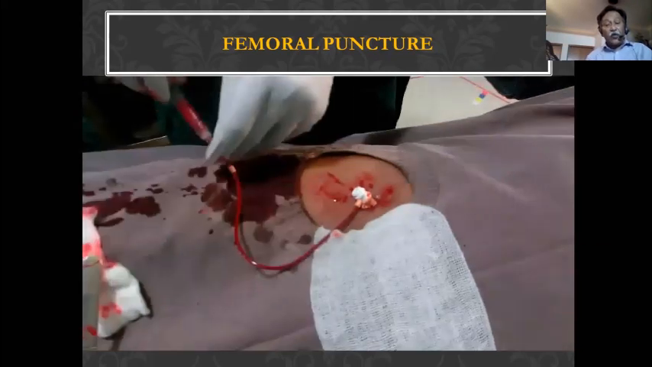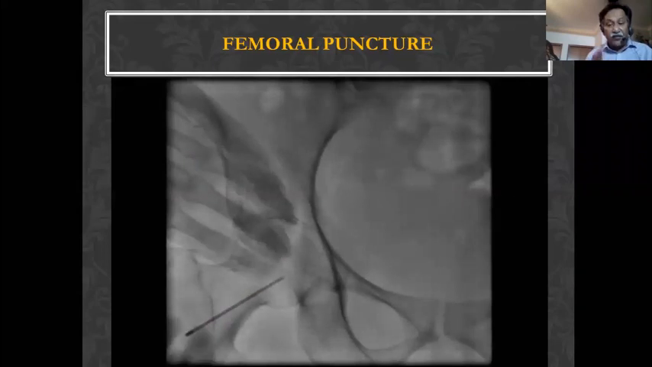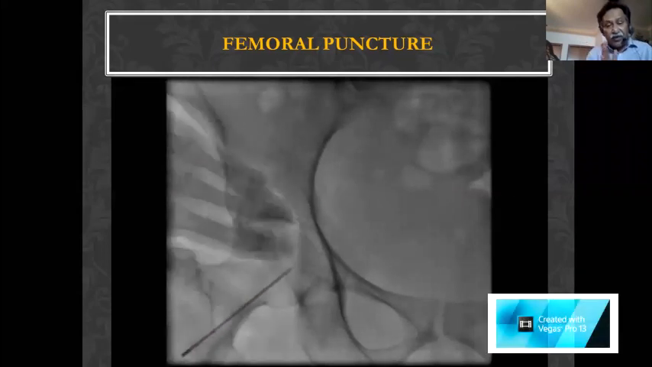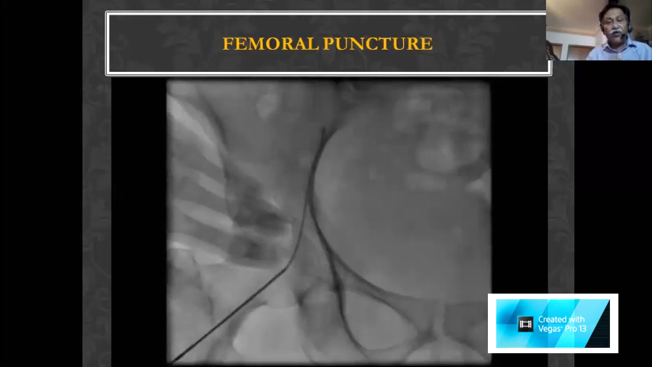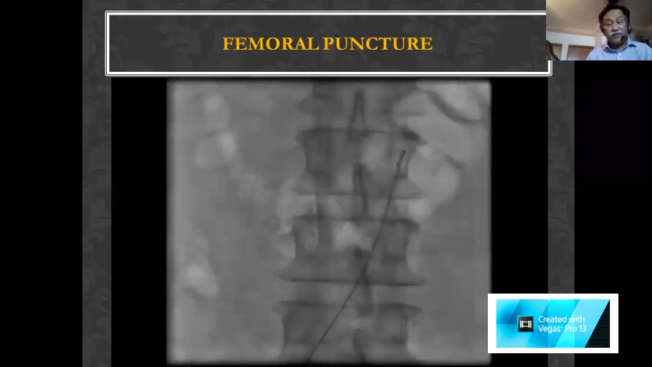Similarly, you can do it with the guidance of fluoroscopy. This is the head of the femur. You see the lateral 1/3 and medial 2/3. There is a free flow of blood, and if you push the wire, it goes to the opposite side, which means it is in the aorta.